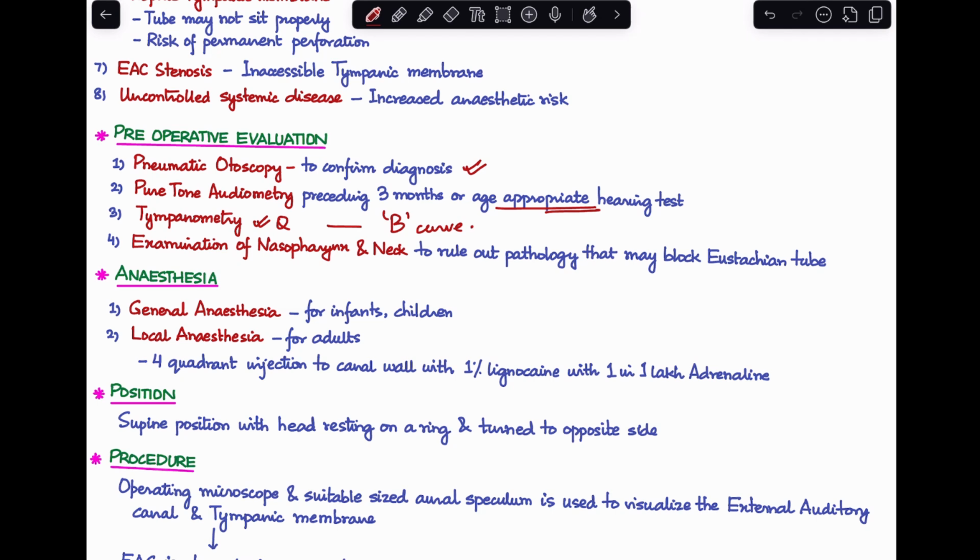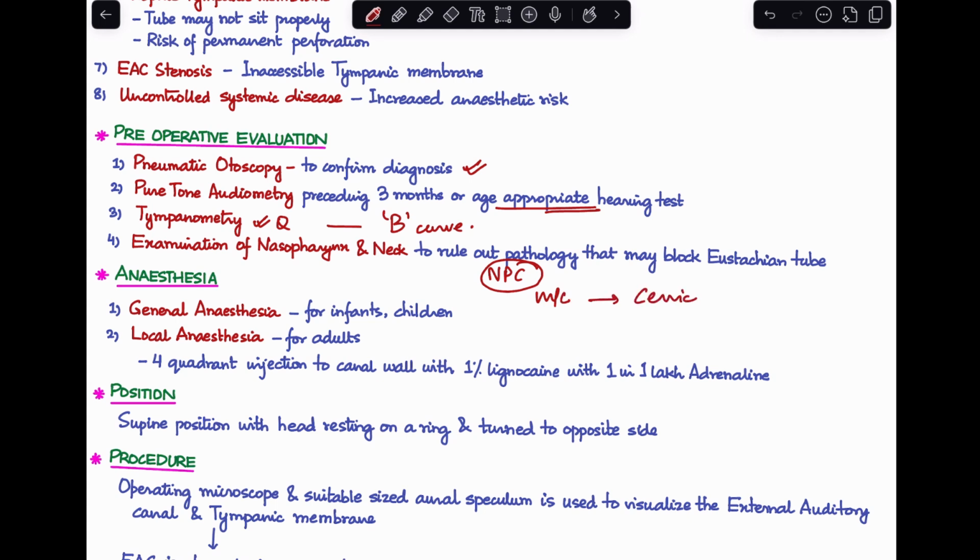And lastly, in these cases, we should also examine the nasopharynx as well as the neck. If needed, we perform a diagnostic nasal endoscopy, a nasopharyngoscopy, so as to rule out any pathology that may block the eustachian tube. A very good example of this would be nasopharyngeal carcinoma. Now, can you tell me what is the most common presentation of nasopharyngeal carcinoma?